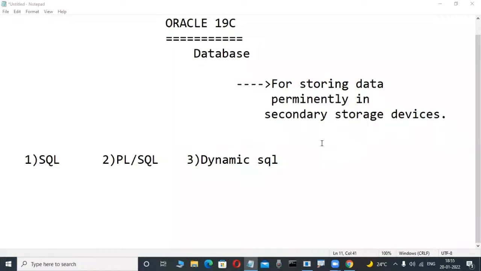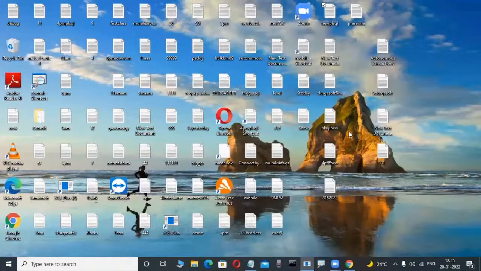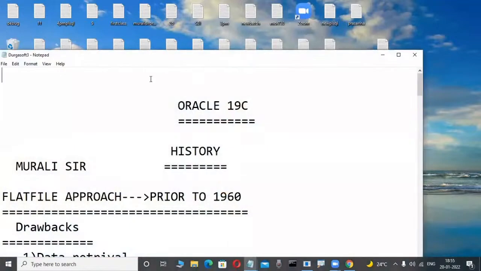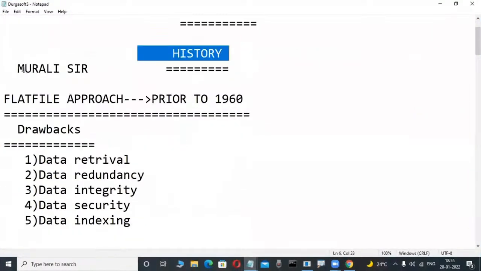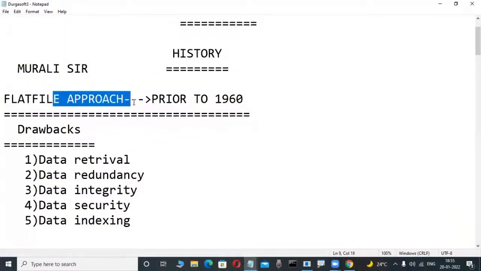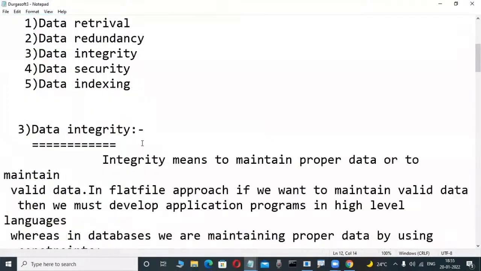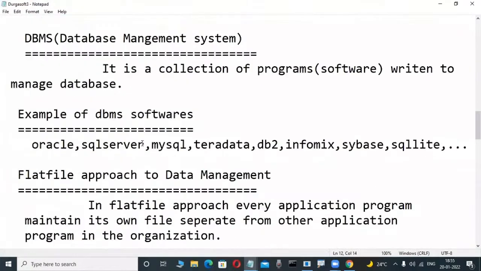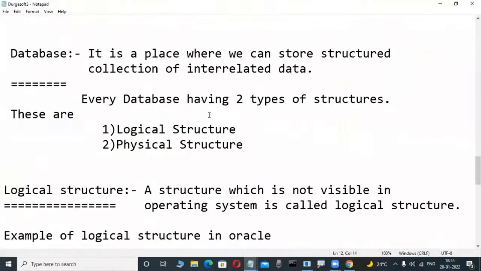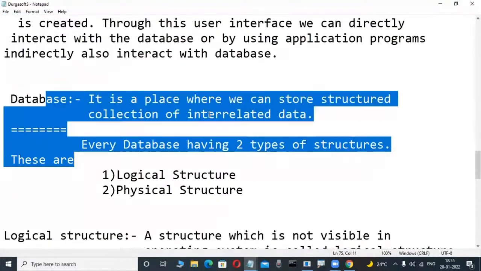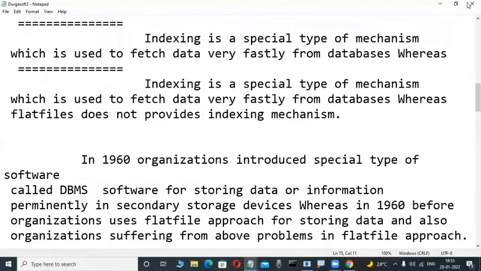In this course, we are covering SQL, PL/SQL, and dynamic SQL at length. One of these days, history also we are telling. Not Murali sir's history, but the history of databases. In the olden days the flat file approach was there, and what the drawbacks are, we learn in the middle of the course. Then what is a database, and what are the differences between DBMS and RDBMS, we learn on these days.